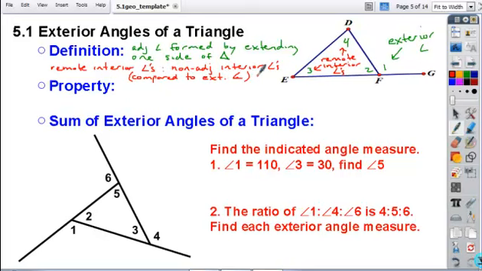Right, so if you're comparing angles or referencing them with respect to the exterior angle, the remote interior angles are going to be the non-adjacent interior angle pairs. And the property that exists for these is that the exterior angle itself of any triangle is equal to the sum of the remote interior angles.